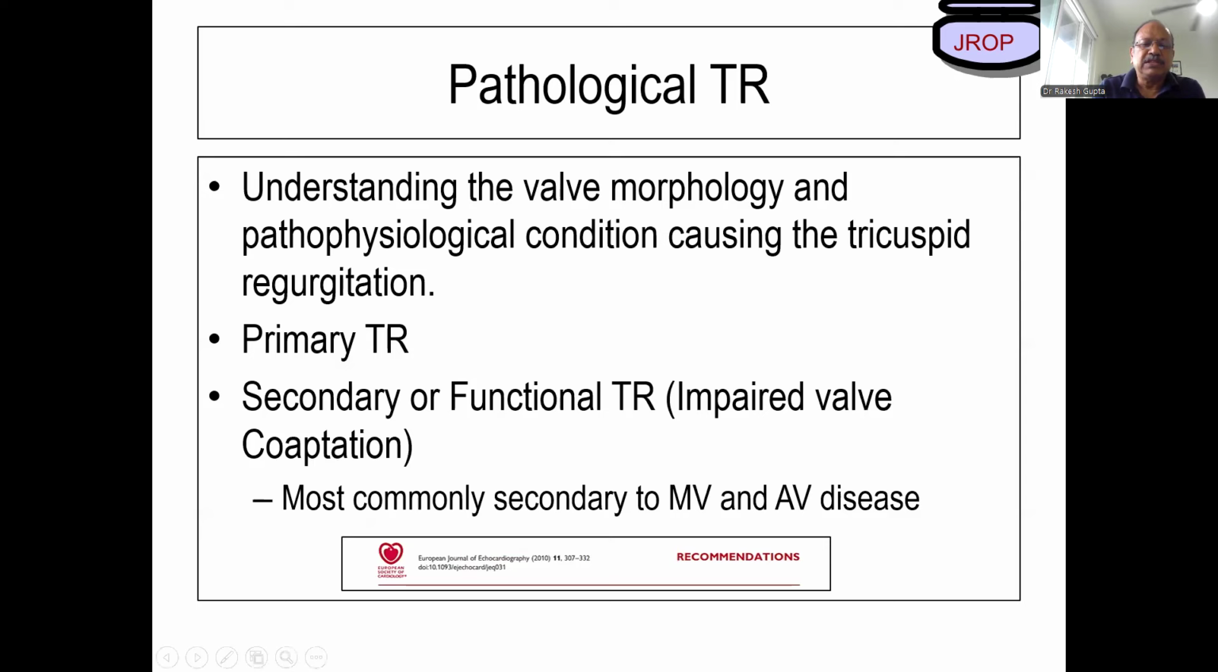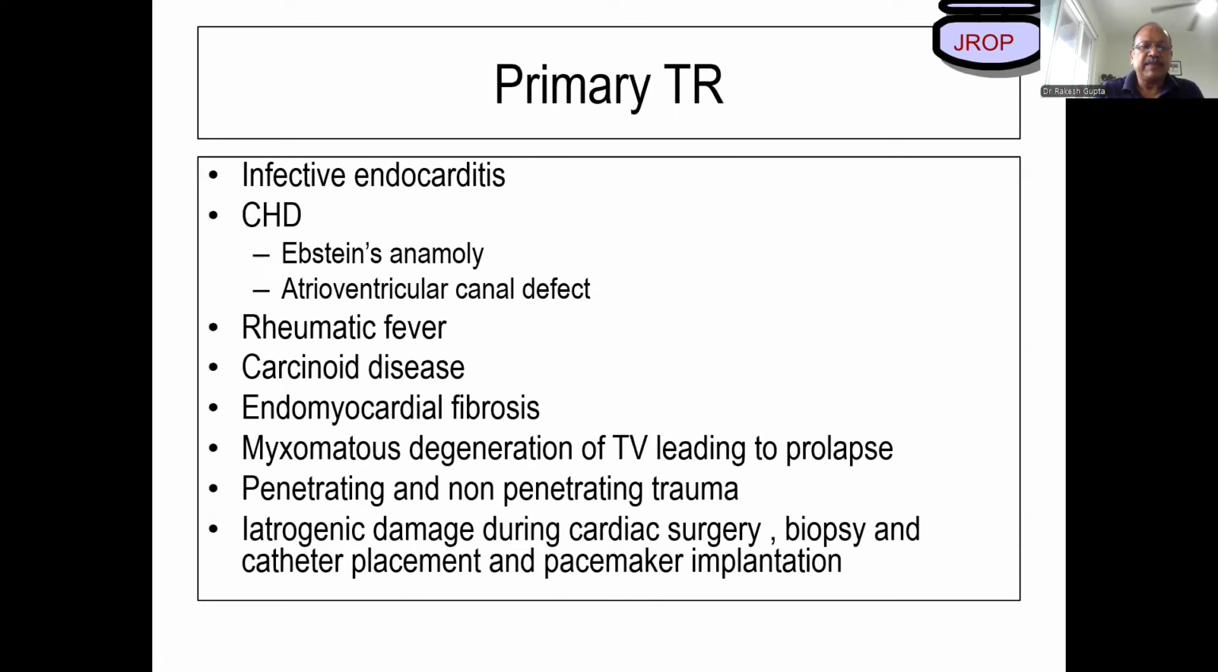Then pathology: you have to understand the valve morphology and the pathophysiological conditions causing TR. Primary TR or secondary or functional TR. Functional TR means a TR which is because of other abnormalities, not primarily involving the tricuspid valve. And the most common example in our country is rheumatic heart disease with MS-MR, aortic stenosis or regurgitation, leading to secondary involvement of the tricuspid valve.